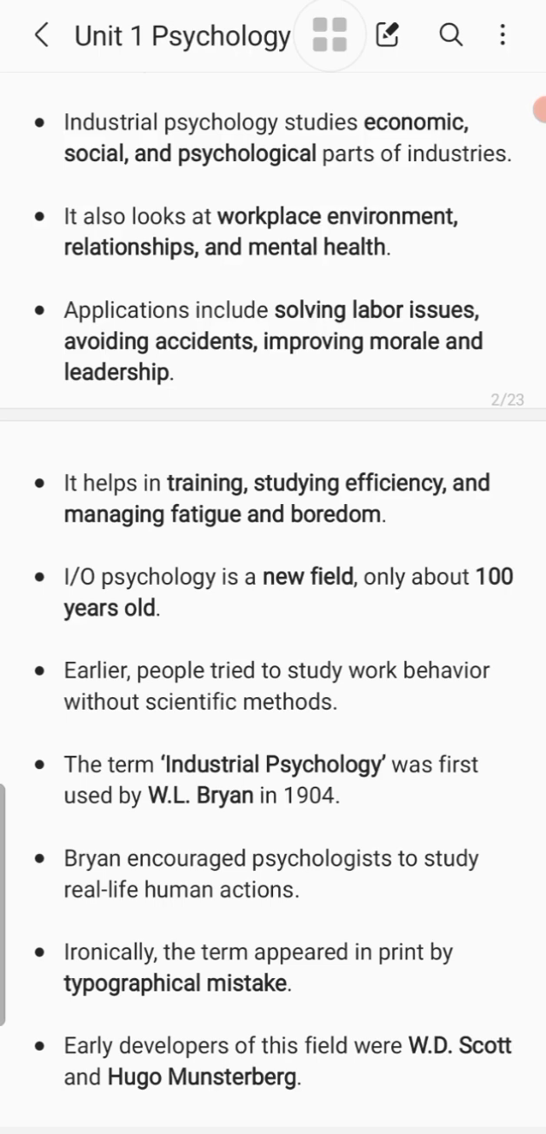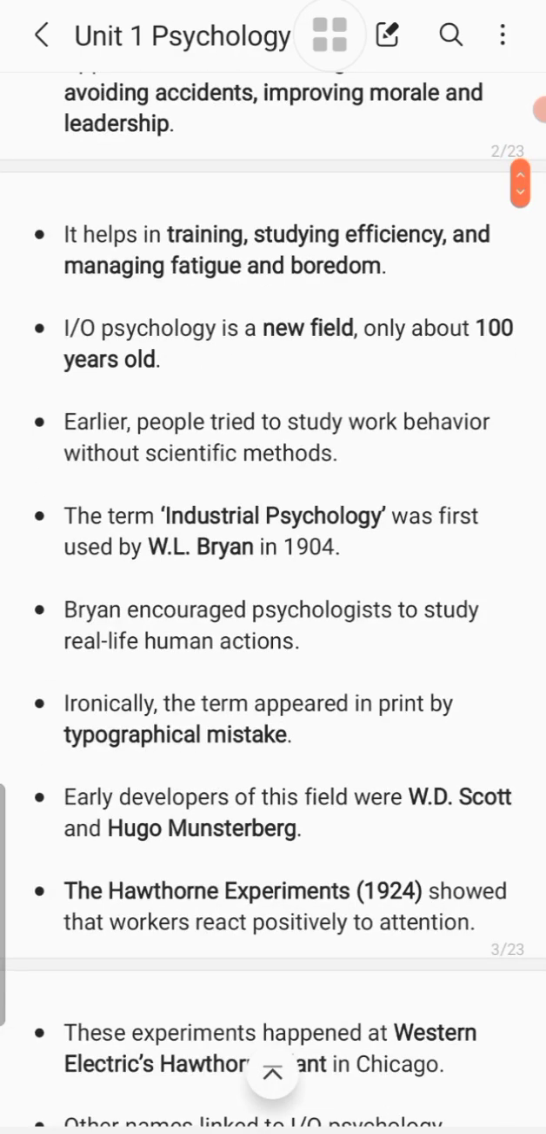Industrial or organizational psychology is a new field only about 100 years old. Earlier, people tried to study work behavior without scientific methods. The term industrial psychology was first used by W.L. Bryan in 1904. Bryan encouraged psychologists to study real-life human actions. Ironically, the term appeared in print by typographical mistake.